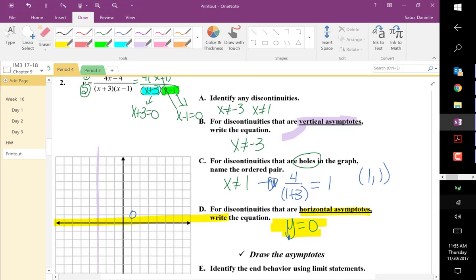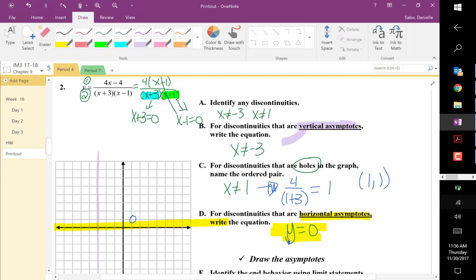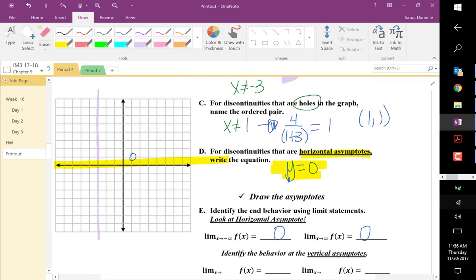Did I draw my asymptote wrong? No, I got it right. Okay, I'm just making sure. Okay.